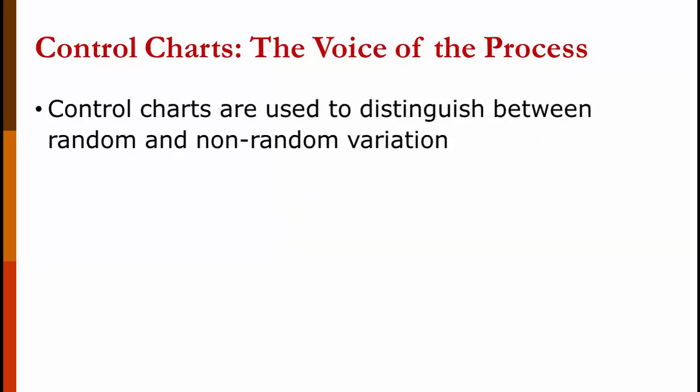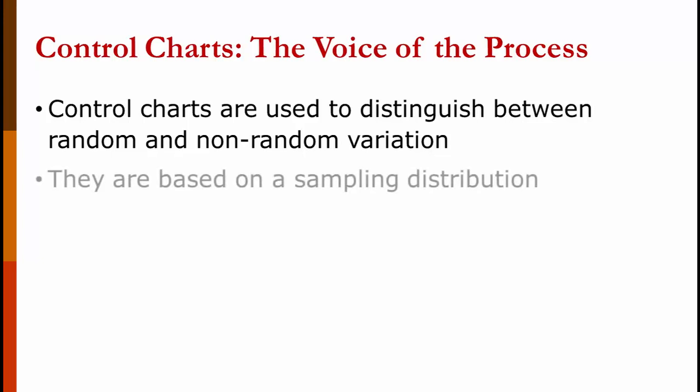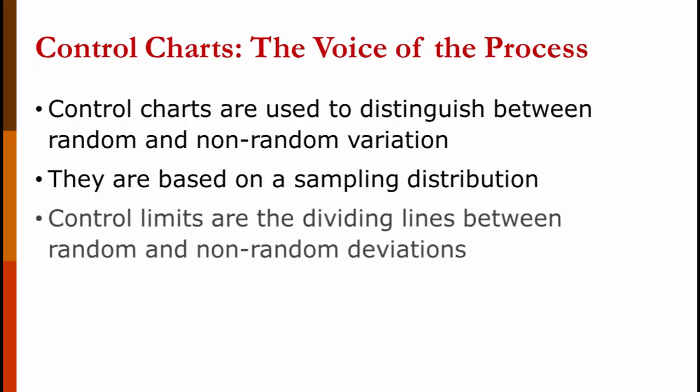As I've said before, control charts are used to distinguish between random and non-random variation. In other words, to distinguish between random and assignable variation. They're based on sample means, sample ranges, not on individual observations, although the sample sizes tend to be fairly small. The control limits, the upper control limit and the lower control limit, are the dividing lines between random and assignable variations. Control charts are based on business statistics, specifically confidence intervals. So let's dive back into business statistics for a moment.